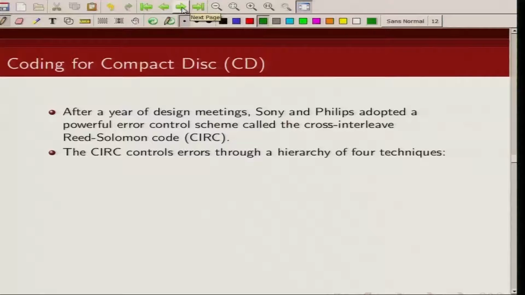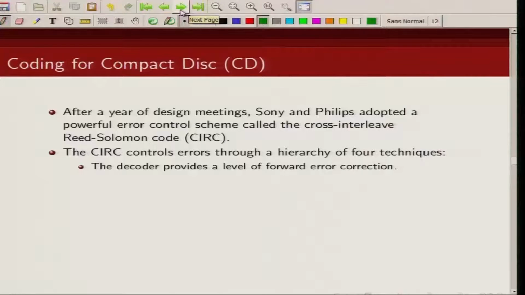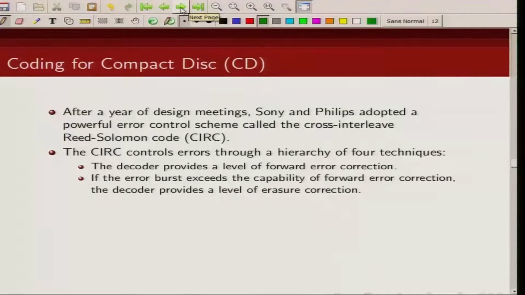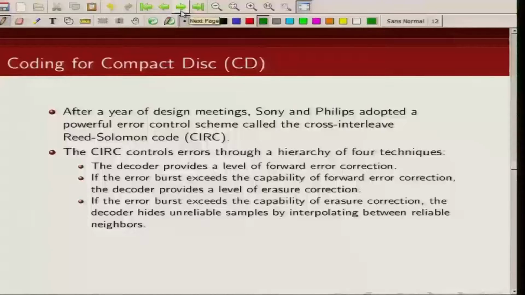and there is a hierarchy of four levels as far as error control and detection is concerned. There is an inherent forward error correction because of the Reed-Solomon code, but if the error burst exceeds the error correcting capability of the code, then the decoder also provides a level of erasure correction. An erasure is a bunch of neighboring bits getting erased, which cannot be recovered. So if the error correction fails, at the second level the decoder can do erasure correction and try to recover those data.